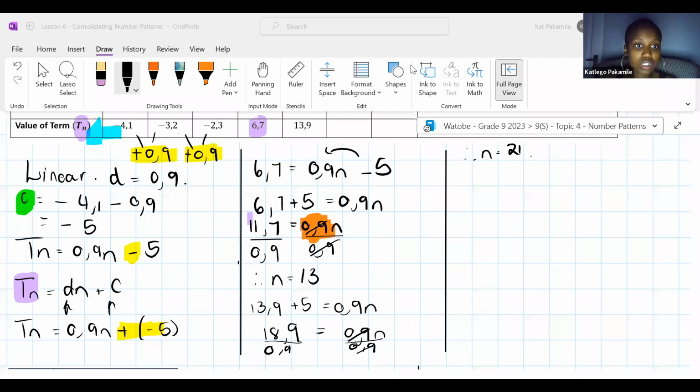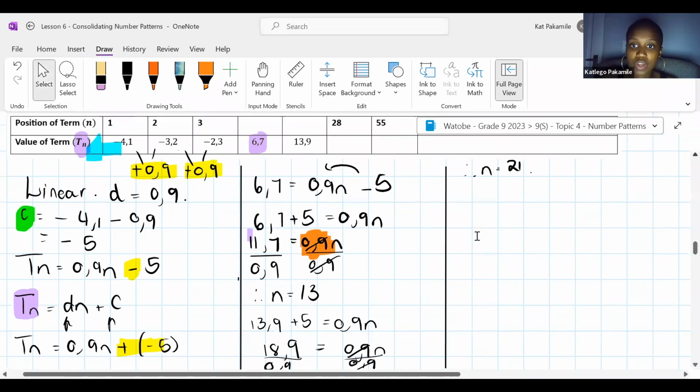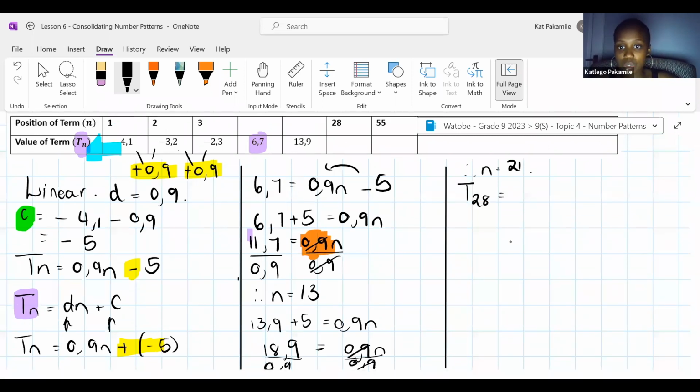I hope I've answered everyone's questions. Beautiful. Now, we have to find the value of term 28, which I already saw people have posted. Please repost your answers because it's somewhere at the top. So this time you say T28 is equal to 0.9 times 28 minus 5. And how much is that?